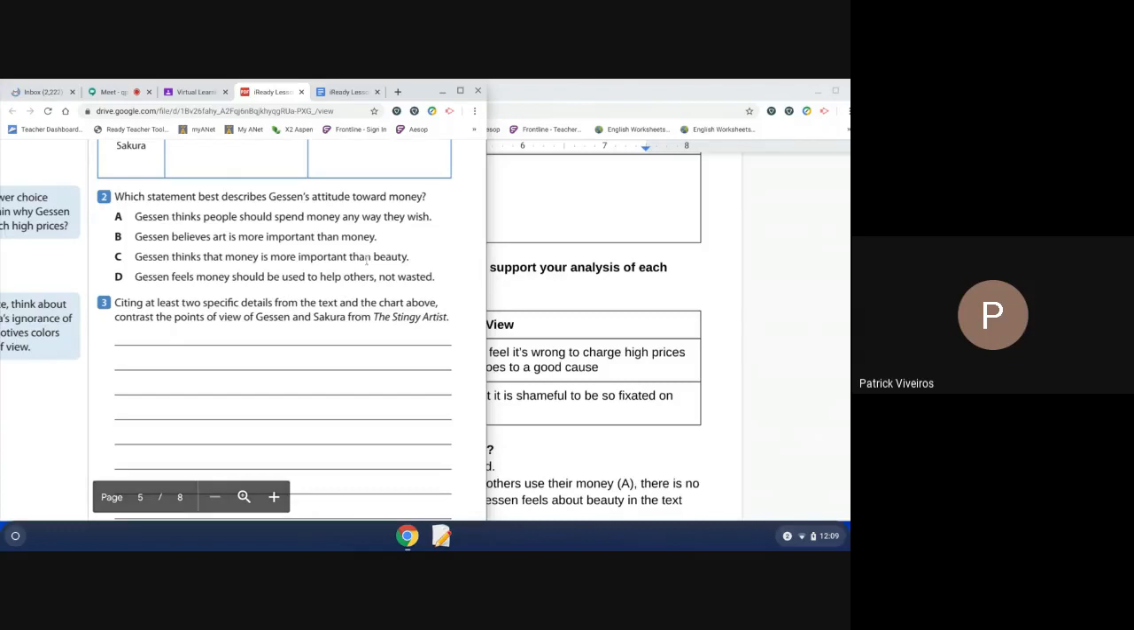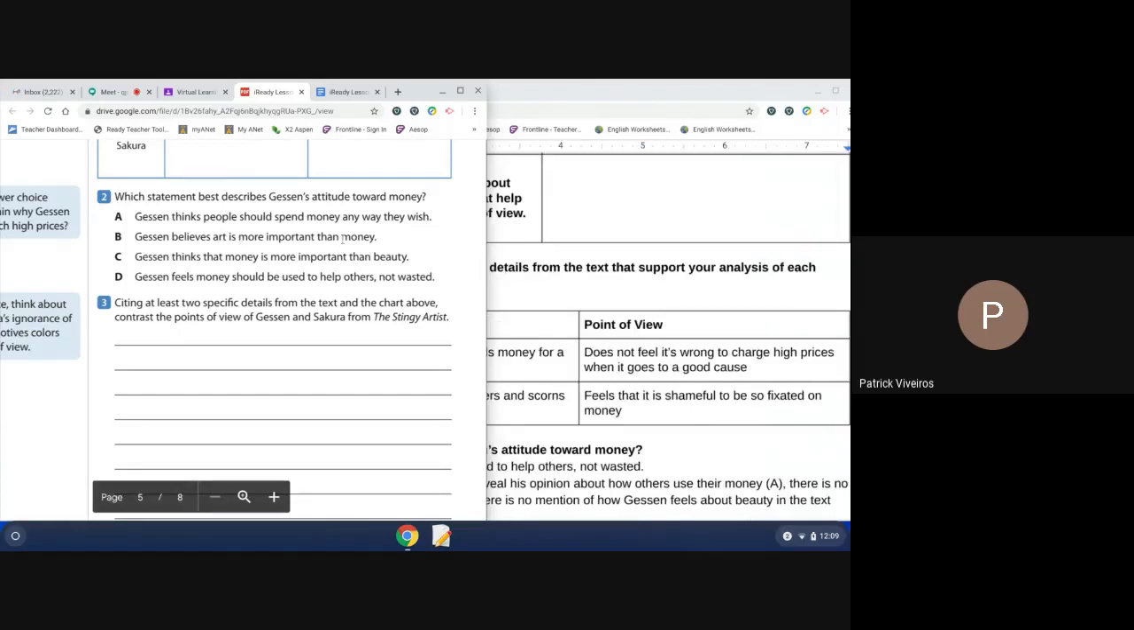Question 2 and 3. Question 2, which statement best describes Gessen's attitude toward money? The correct answer would be, let me actually review. Actually, let's guide you through the question, as I did last time.